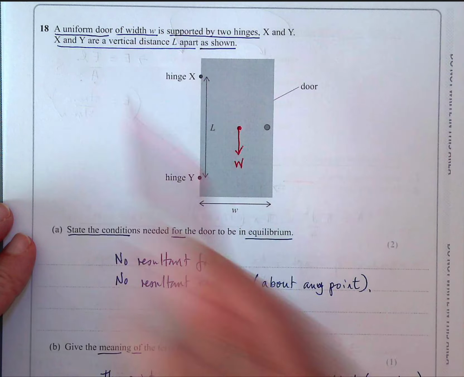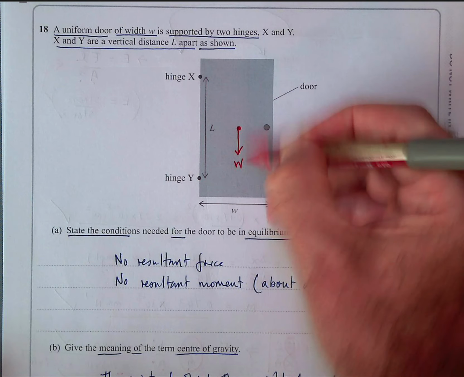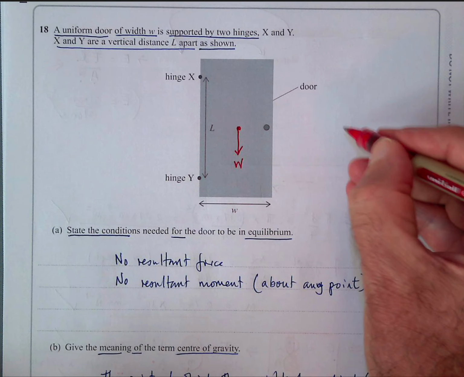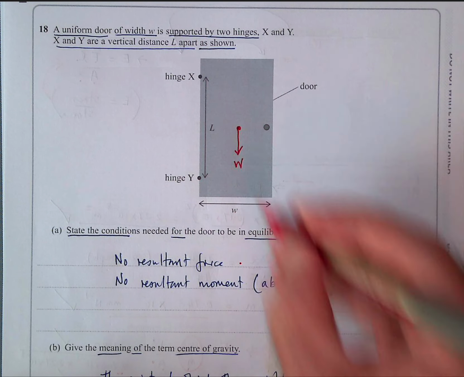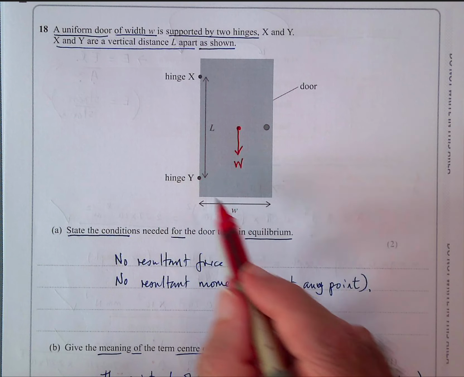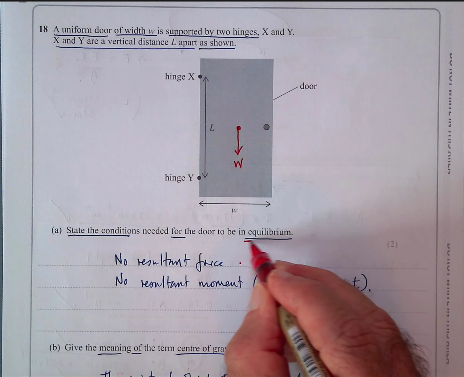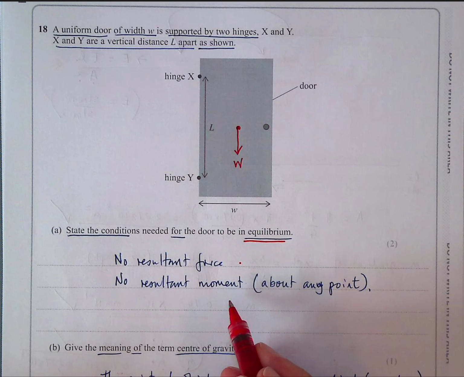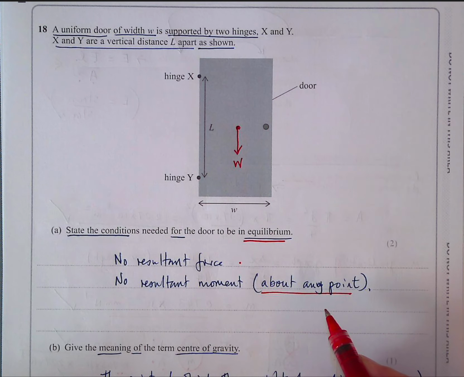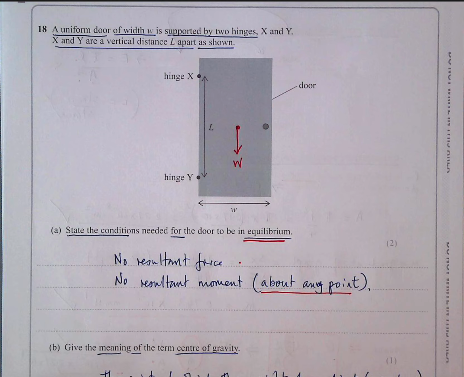Okay, so a uniform door with a width W and hinges X and Y. Obviously the hinges are keeping the door up, so you've got no resultant force. The forces upwards equal the weight, and the forces left and right must also be balanced. So for equilibrium, there are two conditions: no resultant force in any two opposite directions, and no resultant moment about any point. Remember, moments can be taken about any point to suit you to solve a problem. They're given the length between the hinges and the width of the door, so we're going to take moments at some point.